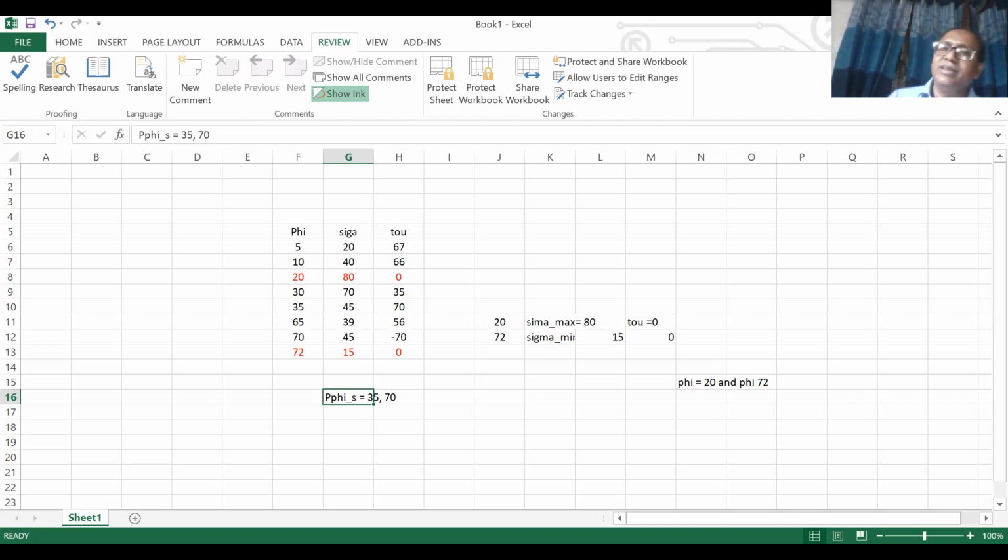What is principal plane? The cutting plane where shear stress is 0, but normal stress is maximum. That plane is called principal plane. So it's the plane in the plane stress element, where it's saying, 1 second.